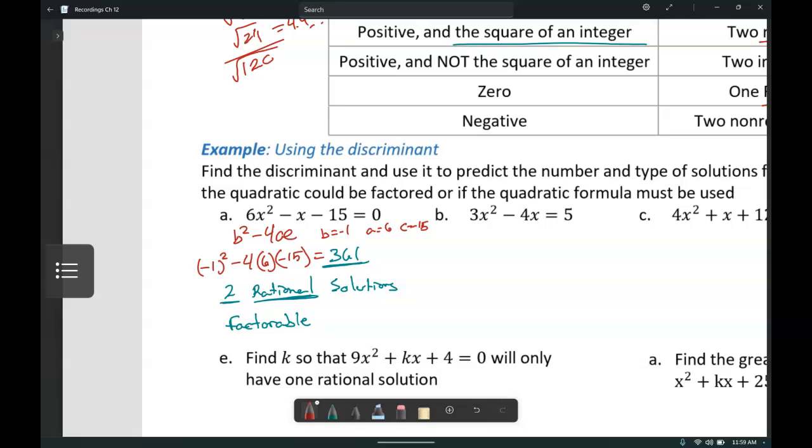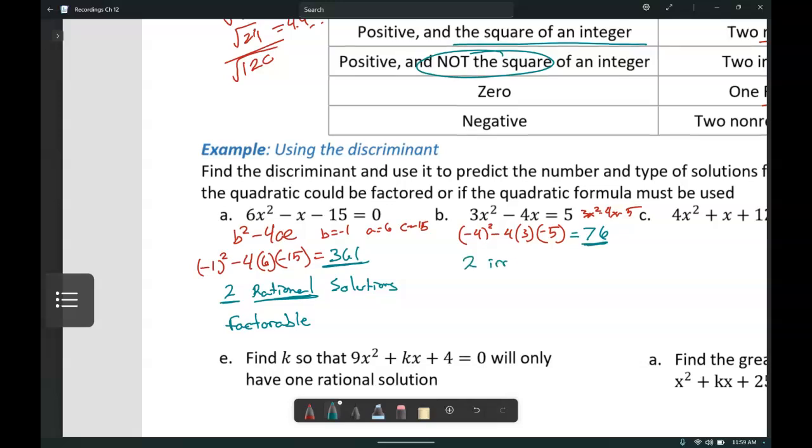Take a look at the next. Just like with quadratic formula, it needs to be in standard form first before we can apply our formula for the discriminant. But once it's in standard form, and we substitute the values in, we can go ahead and evaluate it, and we get 76. 76 is positive, but it's not the square of an integer. Therefore, we get two irrational solutions. Because they're irrational, we would have to use the quadratic formula.